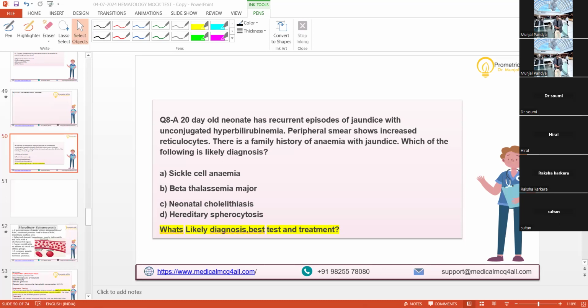Yes. Okay, so now let's discuss what are the points in favor in this scenario which make you think of sickle cell anemia. Tell me one by one. Family history of anemia with jaundice. Okay, family history of anemia with jaundice, so that is one thing. What else?